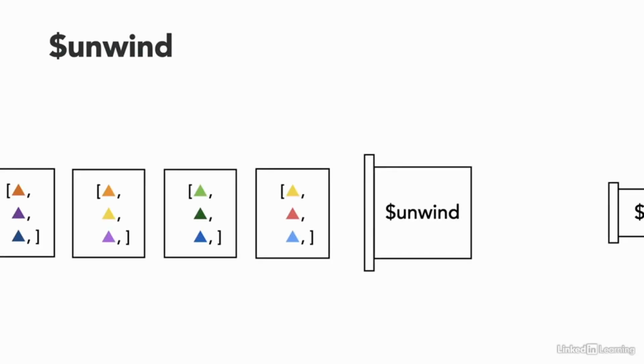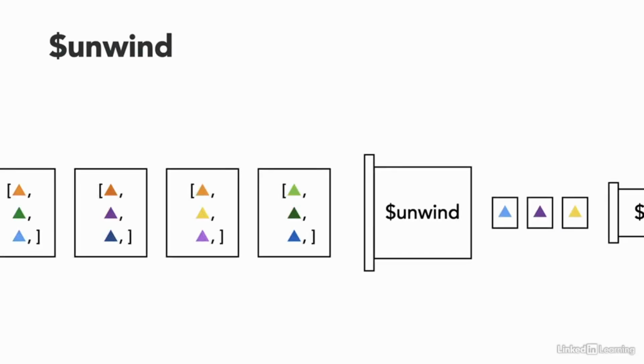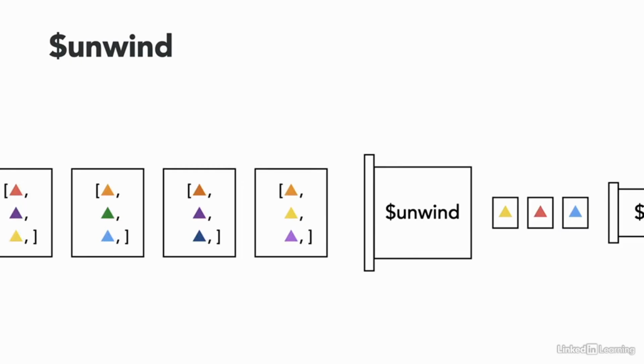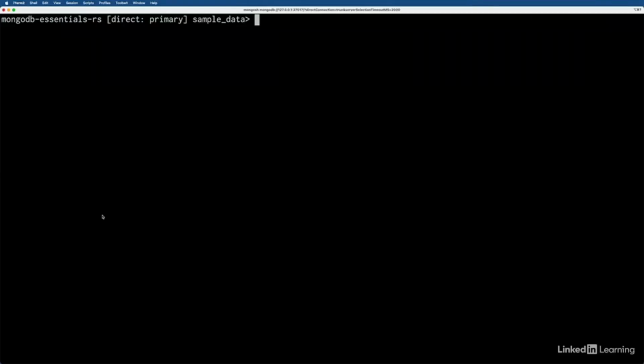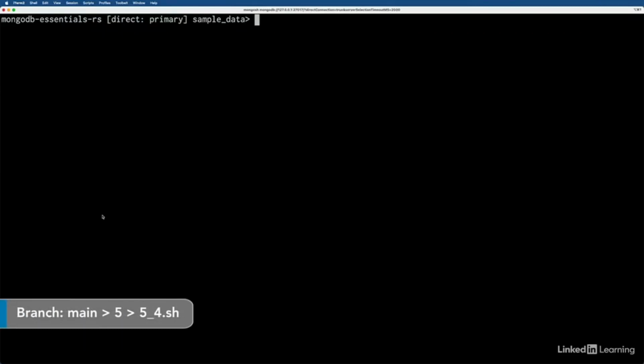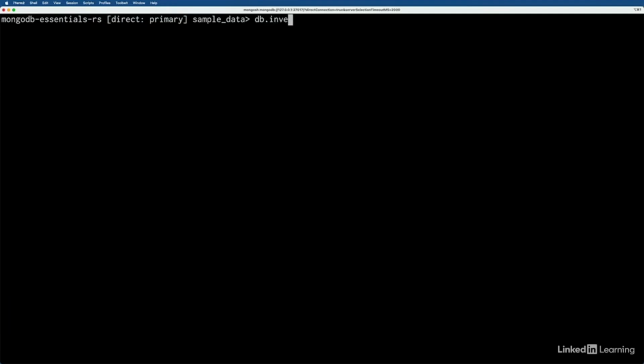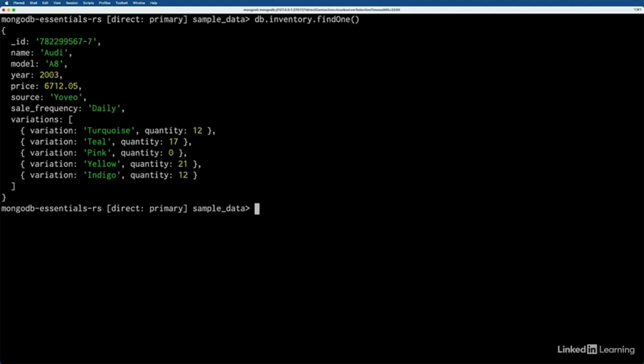If you have a document with an array, you can use the $unwind stage to create one output document for each array element. Let's try that within the terminal. Again, we are going to be using the inventory collection. So let's just remind ourselves what that looks like. Okay, cool.